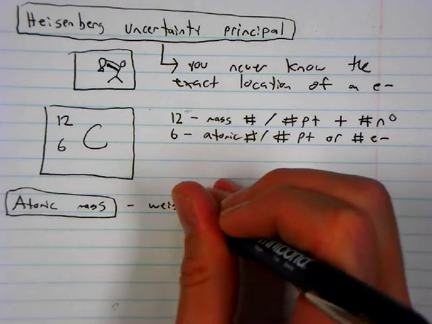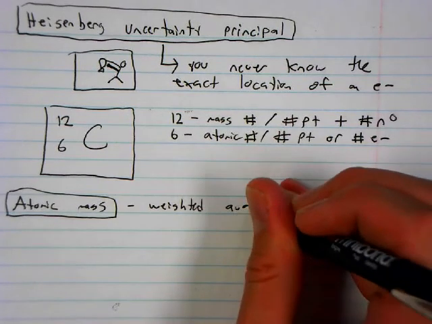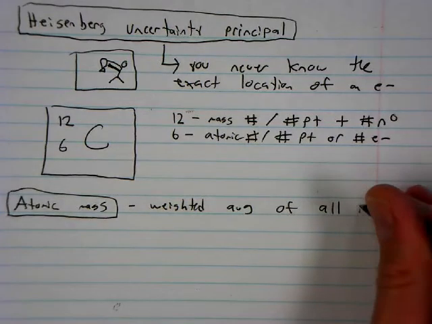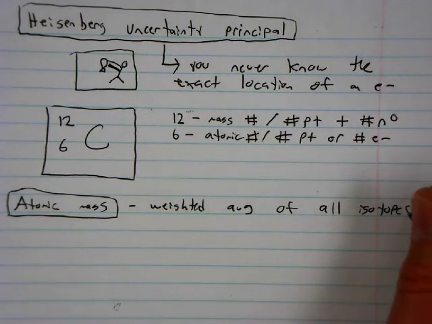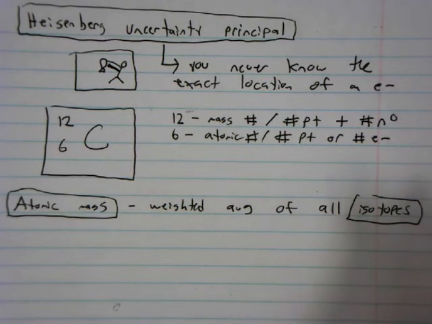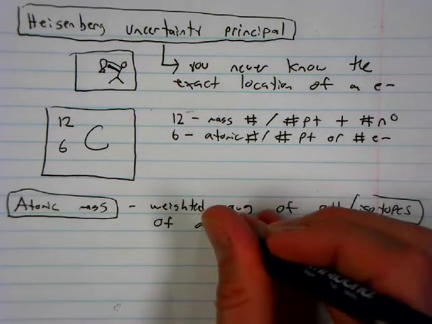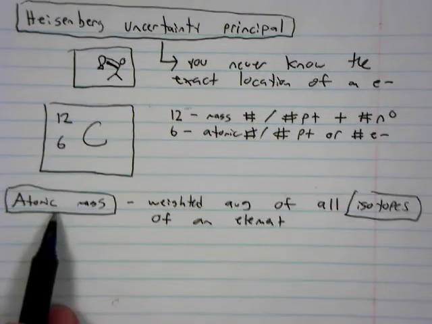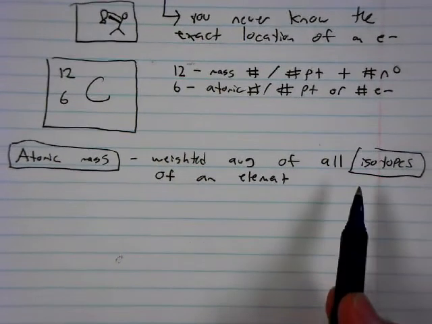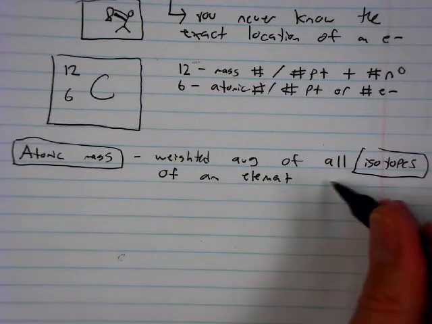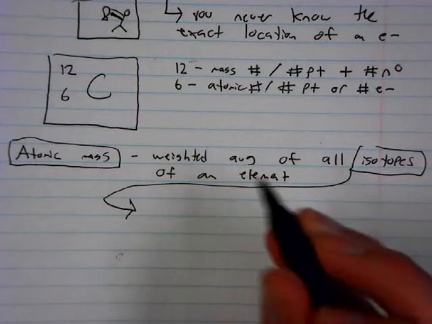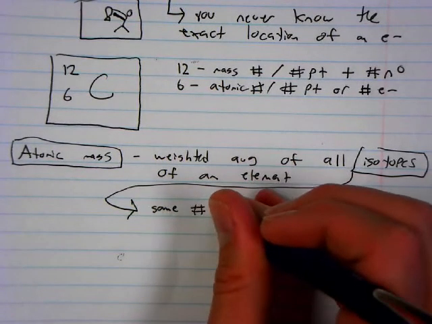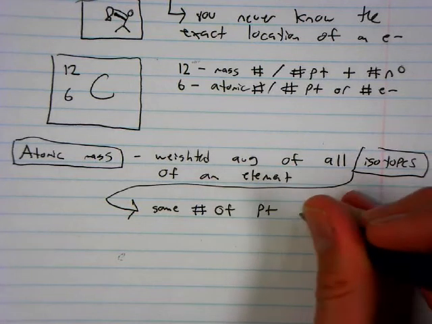Atomic mass, and we're going to do an activity with this later this week, is the weighted average of all isotopes of an element, which might lead you to ask, what is an isotope?